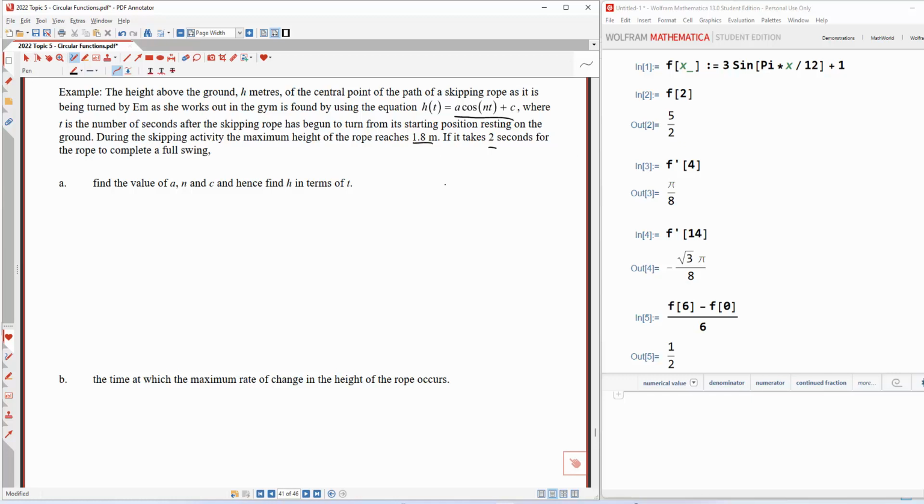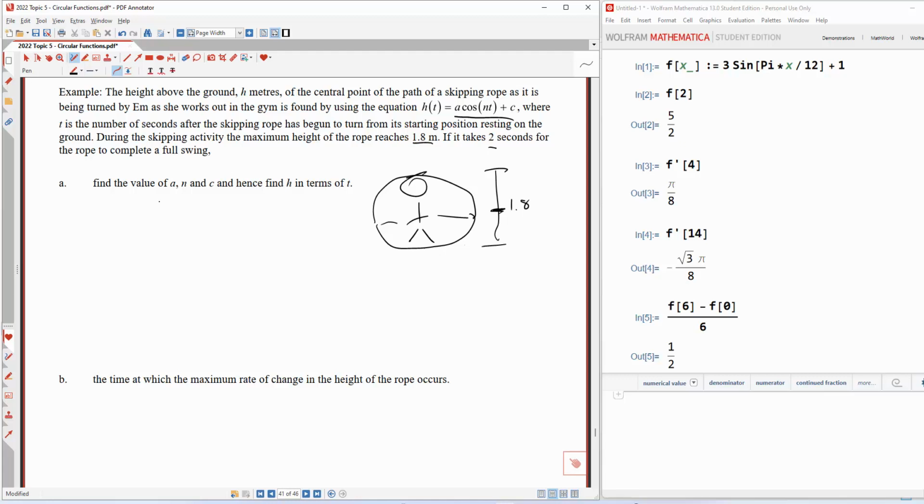So what's going to happen basically is, all right, this is the person with the skipping rope. The skipping rope gets swung around her head, all right? And if it's starting at the ground level, that's 0, then its maximum height is going to be 1.8. Okay, so 1.8 off the ground, which means the midline is going to be 0.9. Okay, so let's start writing this out.